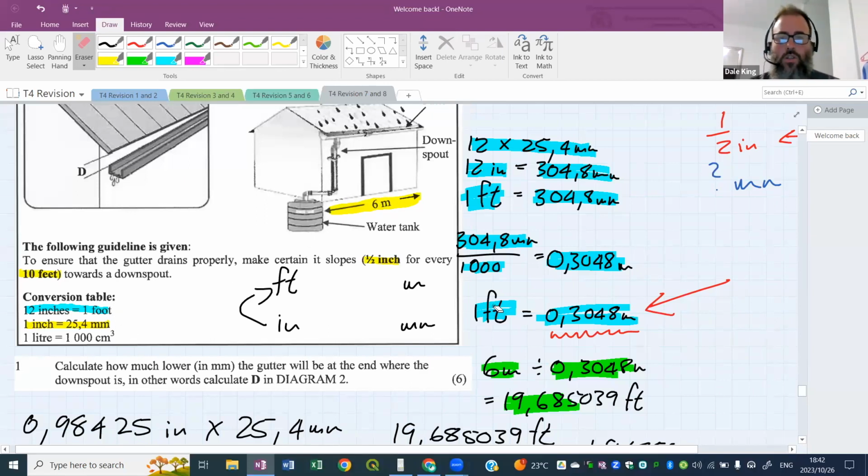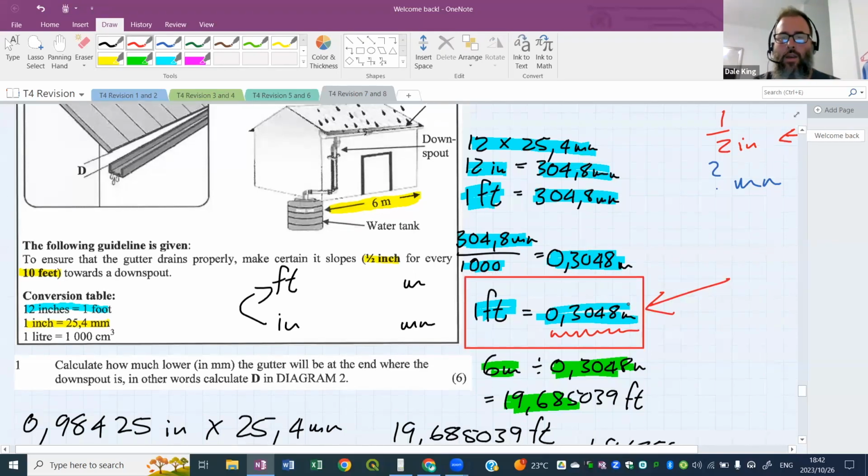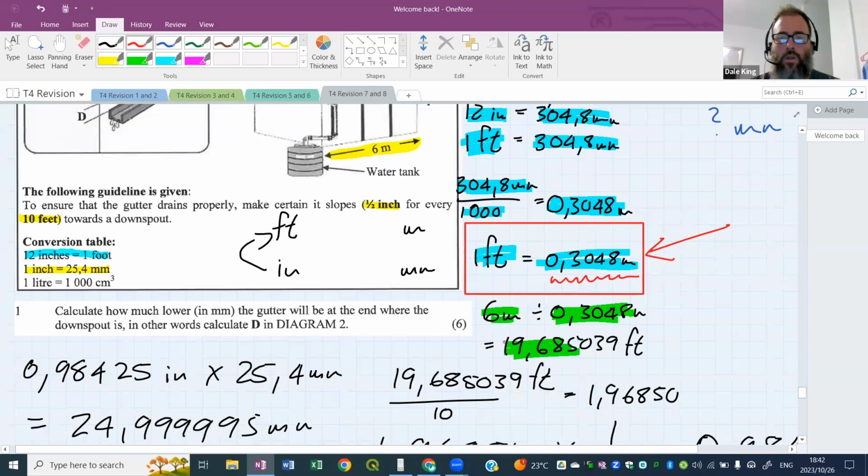I changed these conversions to something more workable, which is this conversion over here. This is what I wanted to get. All right. Once I have this, this question now gets a whole lot easier. Okay. So I said my 6 meters works out to be 19, something something feet.